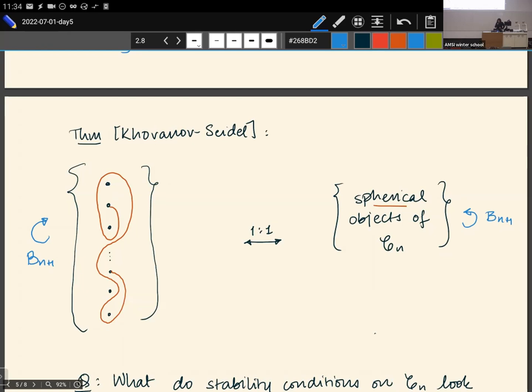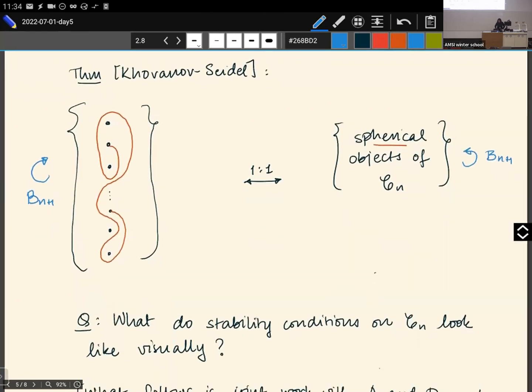So now, so far, there are no stability conditions or anything like that in the picture. And in fact, I drew the points on the left in a straight line, but as we know, there are many other configurations. So the question is, what do stability conditions on Cn look like visually?